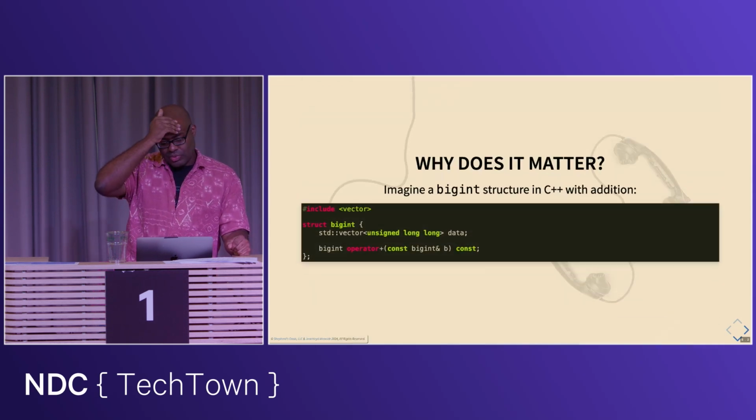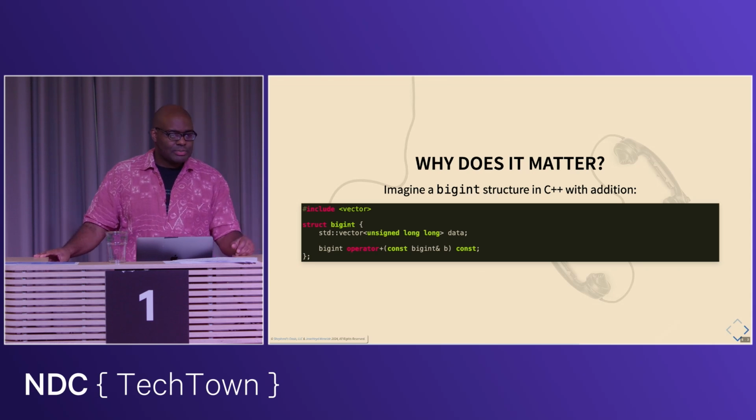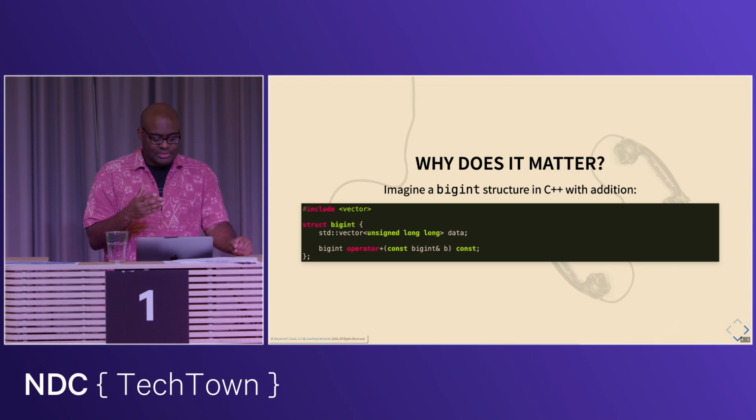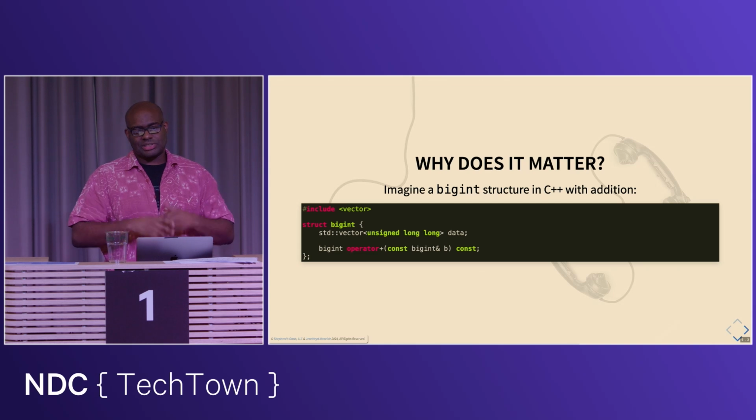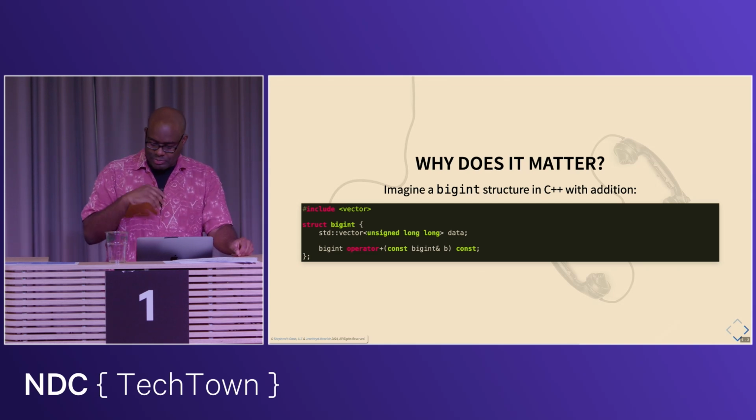So why does this matter, right? So let's imagine we have a big int structure, right? A big int structure in C++. And it has some unsigned long data in a std::vector, right? So this is basically just a growable array of data. We can put stuff in it, and you can also add, and we just have this big int operator plus add, right? So this is C++ code, right?